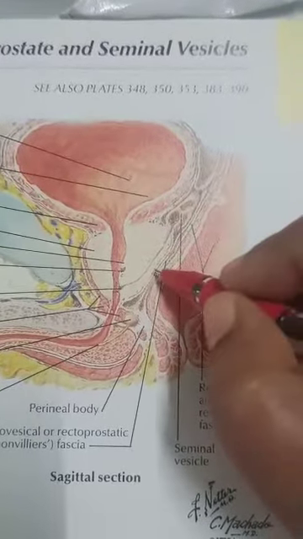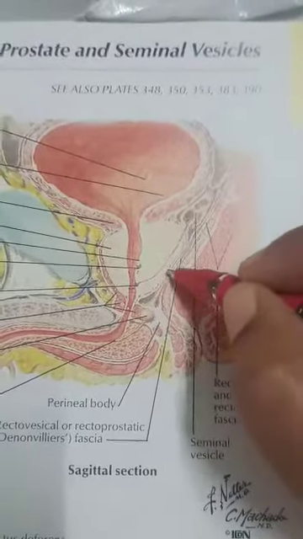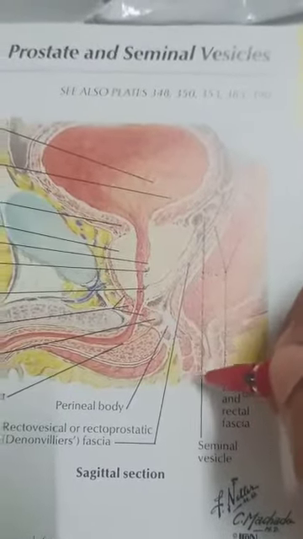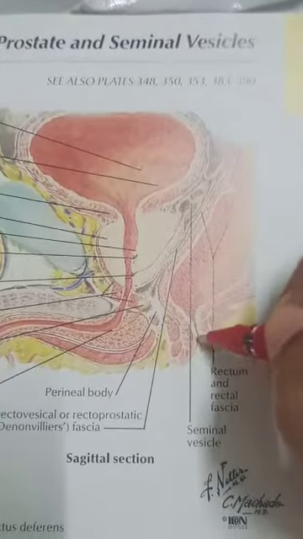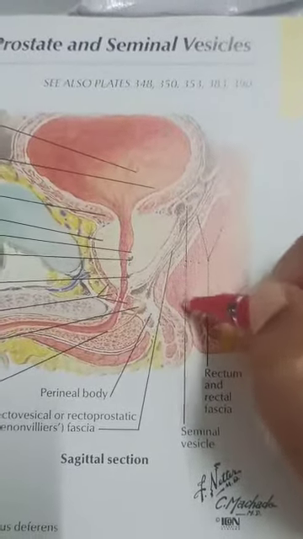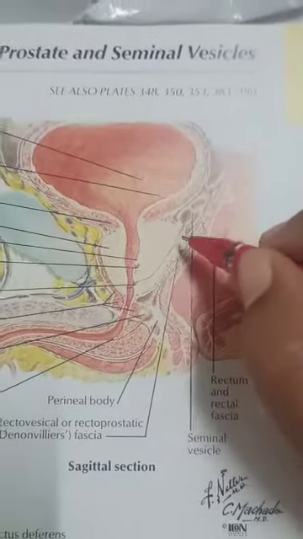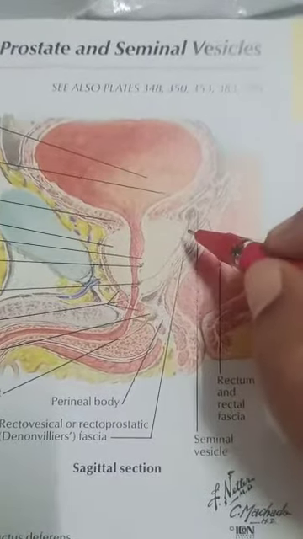This posterior surface lies 4 centimeters from the surface of the anus. So on per rectal examination we can feel the posterior surface of the prostate gland.